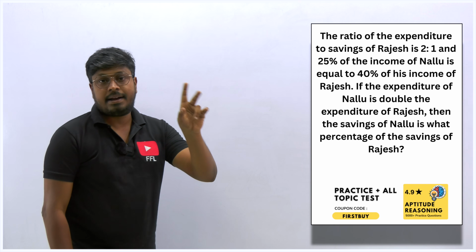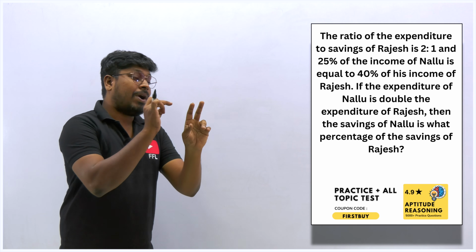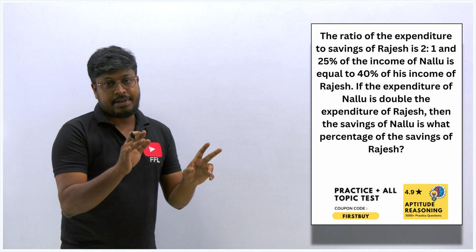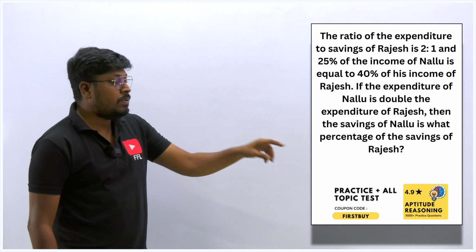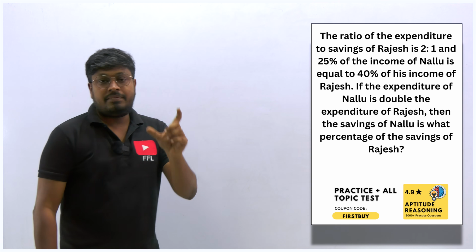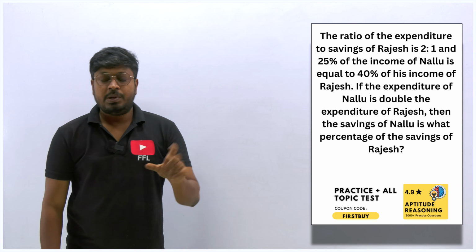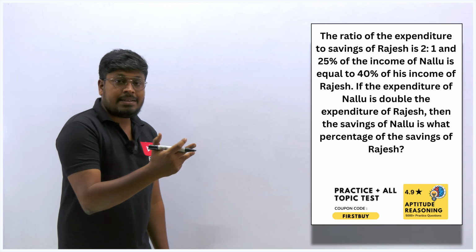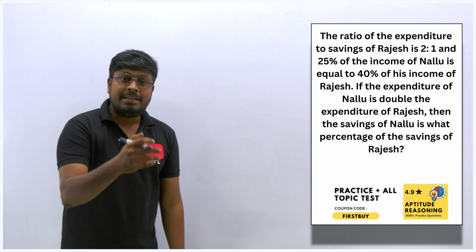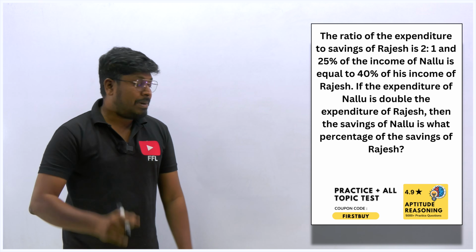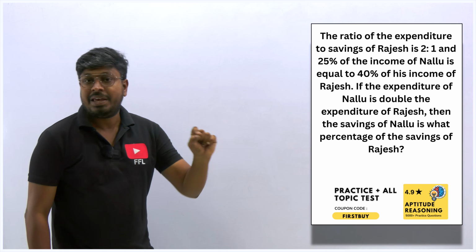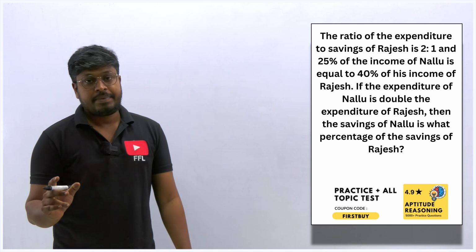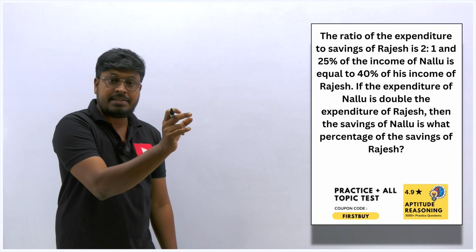There are two persons, Rajesh and Nallu. We need to find Rajesh's income and savings, and similarly Nallu's income and savings, because our target is to find the savings of Nallu as a percentage of the savings of Rajesh. So we need to find the savings of both persons. If we find that, solving the question is easy. According to the question, Rajesh's salary is not given, and the income of Nallu is also not given. But the major person here is Rajesh, because they have given the ratio of expenditure to savings of Rajesh as 2:1, so for Rajesh, they have given expenditure as well as savings.